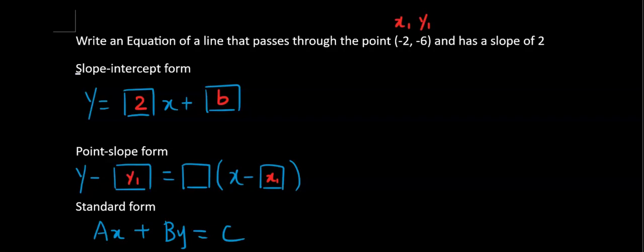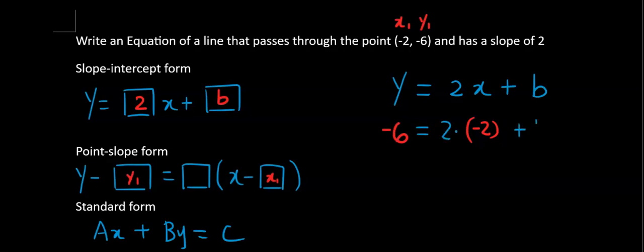So we're going to copy down this structure here. The structure says y equals 2 times x plus b. Remember, this is x, this is y. So we're going to substitute -2 for x, substitute -6 for y. We're going to copy down the rest. 2 times -2 gives us -4. That is -6 equals -4 plus b.